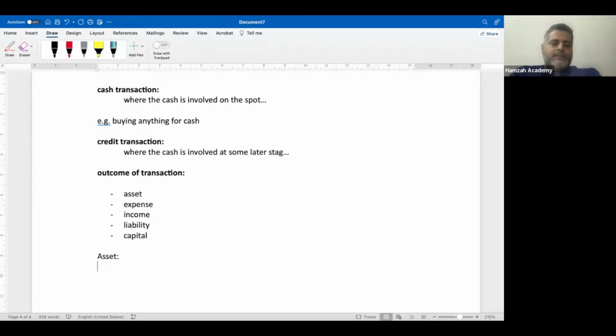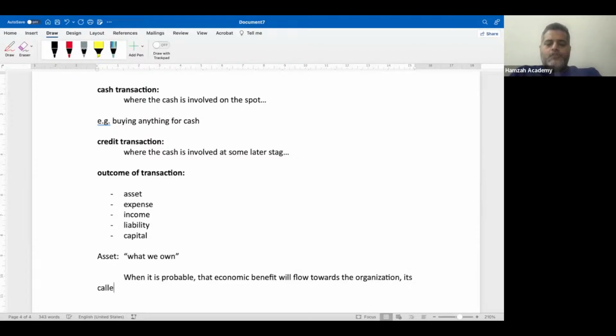Now, the first one is asset. Asset is what we own. In layman's terms, it's called what we own. And in definition terms, we say that when it is probable that economic benefit will flow towards the organization, it's called an asset.